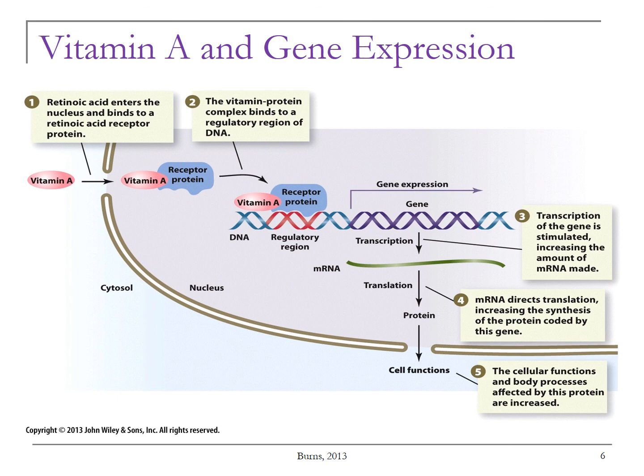Step 1. Retinoic acid enters the nucleus and binds to a retinoic acid receptor protein. Step 2. The vitamin protein complex binds to a regulatory region of DNA. Step 3. Transcription of the gene is stimulated, increasing the amount of mRNA made. Step 4. mRNA directs translation, increasing the synthesis of protein coded by this gene. Step 5. The cellular functions and body processes affected by this protein are increased.